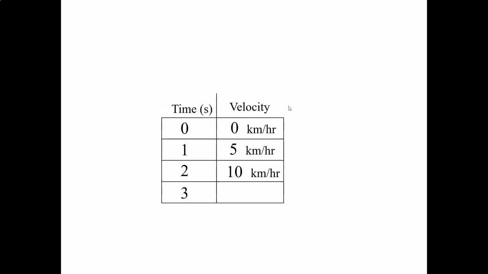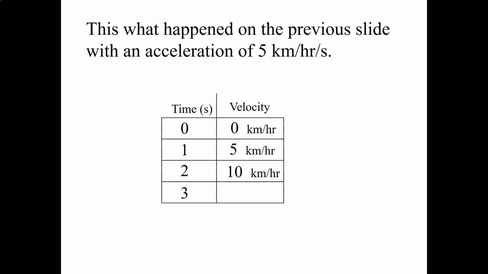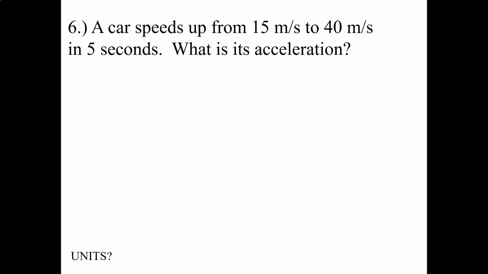Okay. So what happened is, on the previous slide, we accelerated from rest to 15 kilometers per hour in 3 seconds. So after the first second, we were at 5 kilometers per hour because our velocity changes by 5 kilometers per hour per second. After another second, we were at 10 kilometers per hour. And then after 3 seconds, we sped up to 15 kilometers per hour. So that's what the acceleration of 5 kilometers per hour per second means.